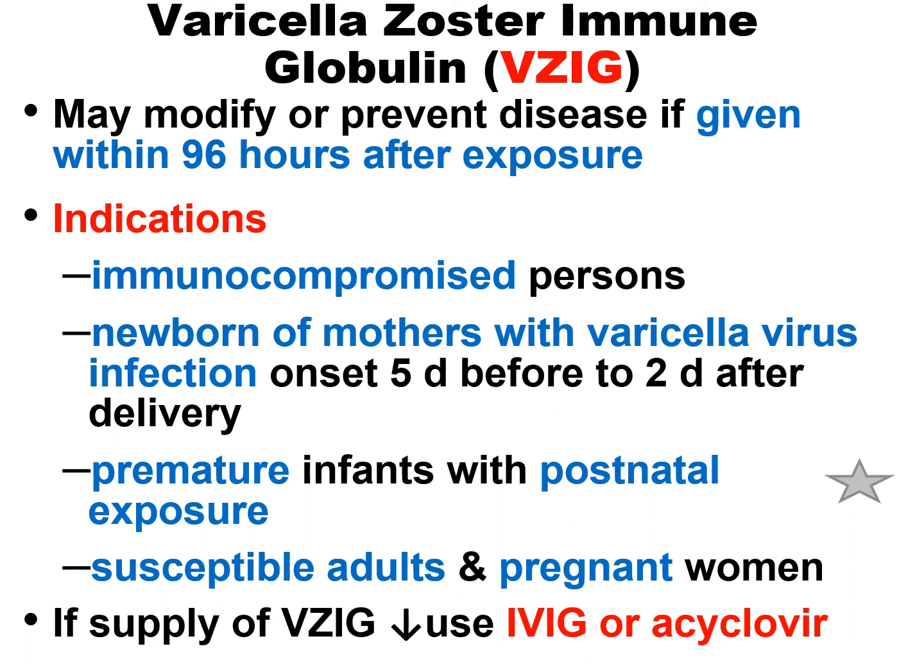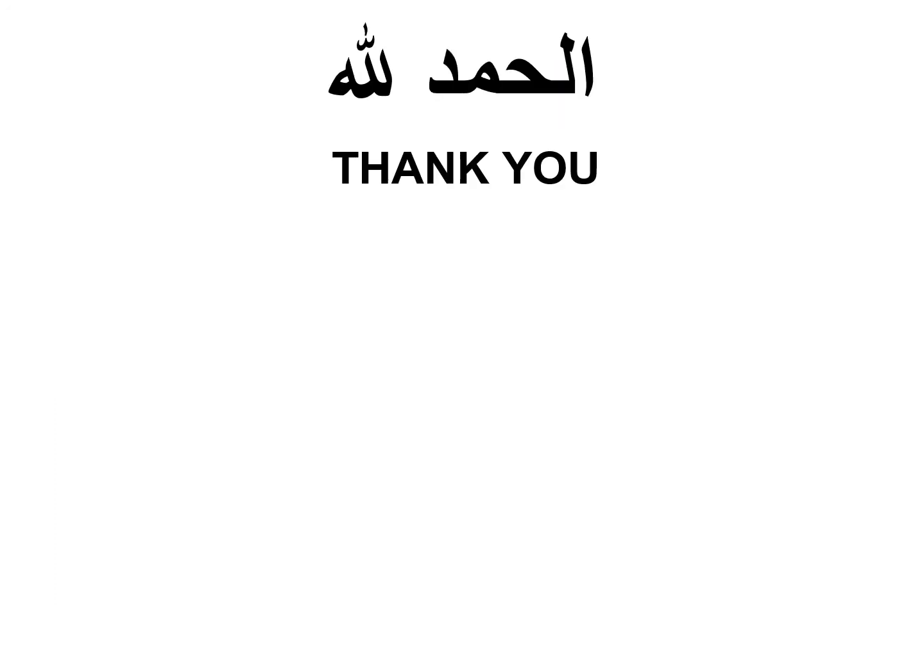Indications: immunocompromised persons, newborns of mothers with varicella virus infection from 5 days before to 2 days after delivery, premature infants with postnatal exposure, and susceptible adults and pregnant women. If the supply of varicella zoster immunoglobulin decreases, use intravenous immunoglobulin or acyclovir.